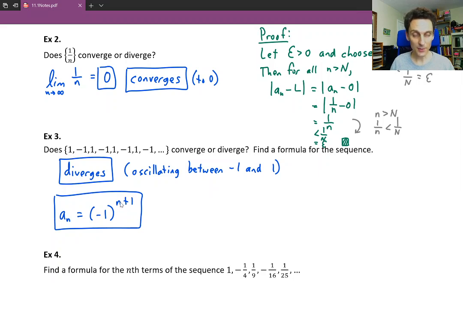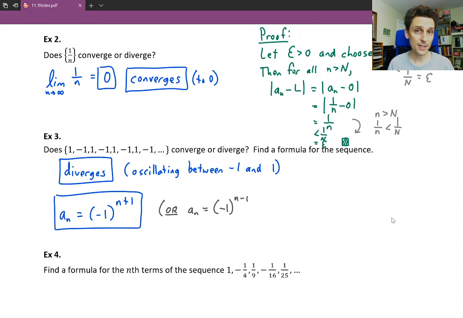And then every time n increases, the even and oddness of the exponent is switching. And so you're going to flip the sign to negative and then positive and then negative and then positive and so on. So this would be one way to do it. But it's not the only way. You could also instead write a sub n equals negative 1 to the n minus 1, right?